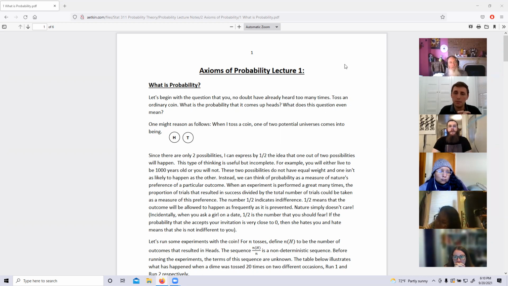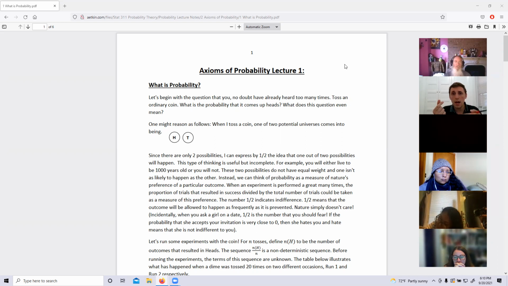There are two possibilities, right? We're assuming that when you toss a coin, either it's heads or it's tails. But there is a possible danger here, guys. You are either going to live to be 1,000 years old, or you're not going to live to be 1,000 years old. Also two possibilities. Would you say that the probability that you live to 1,000 years old is 1/2? Nope. But there are still two possibilities. You agree? You either live or you don't.